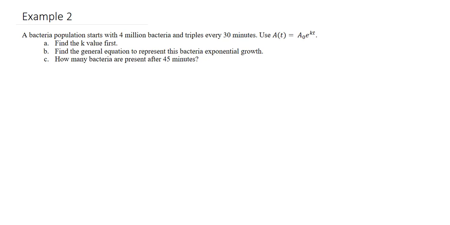So example 2, a bacterial population starts with 4 million bacteria and triples every 30 minutes. Use our equation to solve. So what we're going to do is solve for our k value. So let's go ahead and do that. So part A.